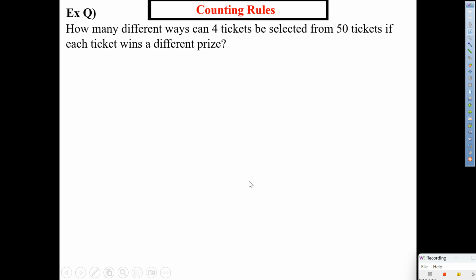Here we go. Don't copy that. Look up to the screen. It says, how many different ways can 4 tickets be selected from 50 tickets if each ticket wins a different prize?